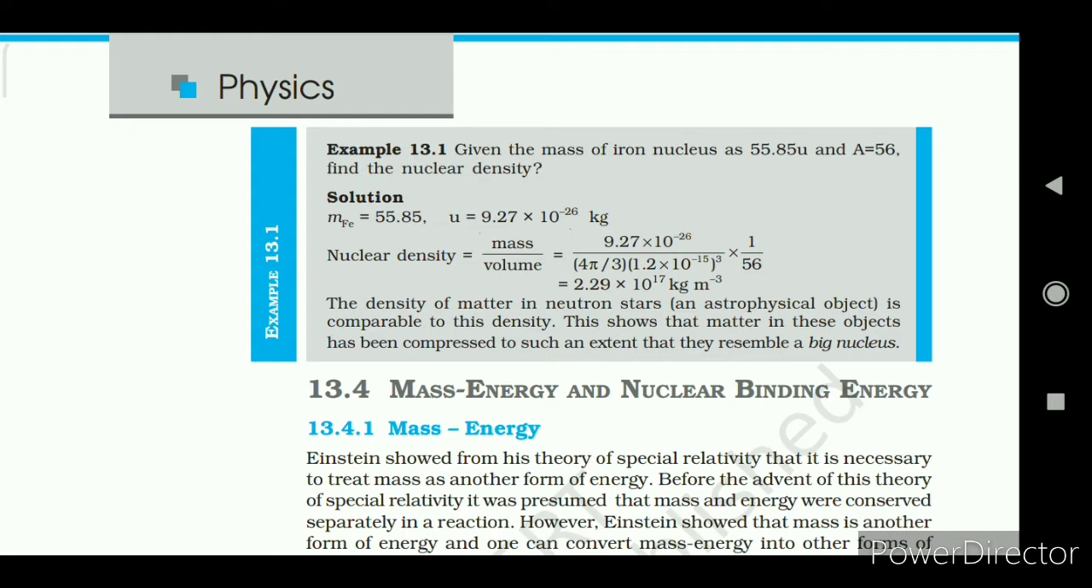Now I am skipping example 13.3 for you to solve later, or you can pause the video and solve it right now.